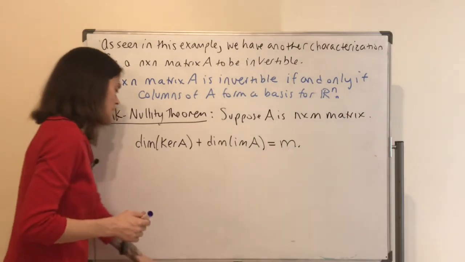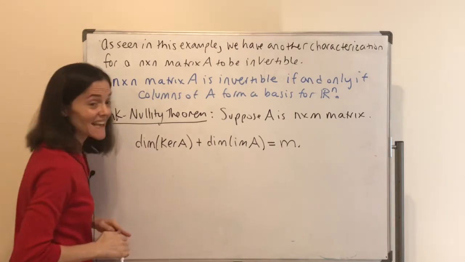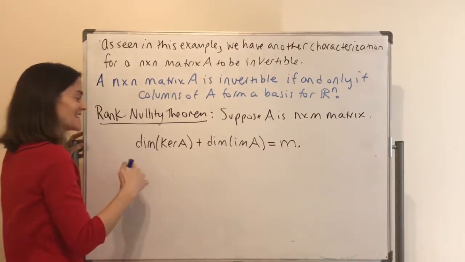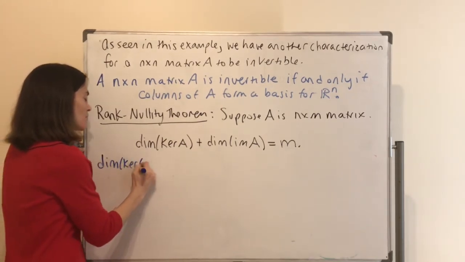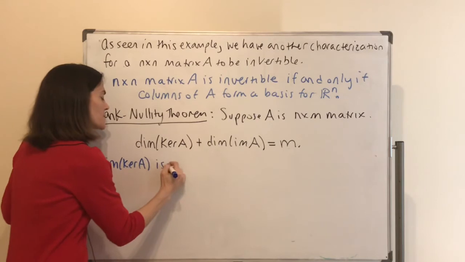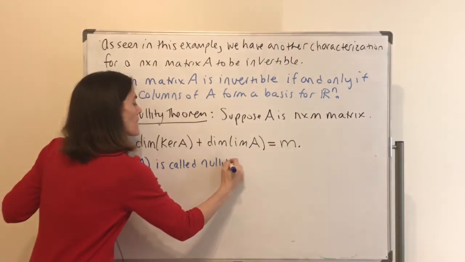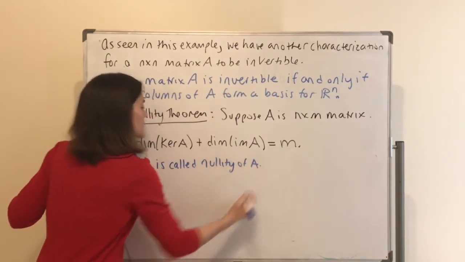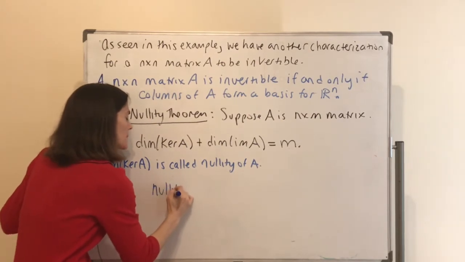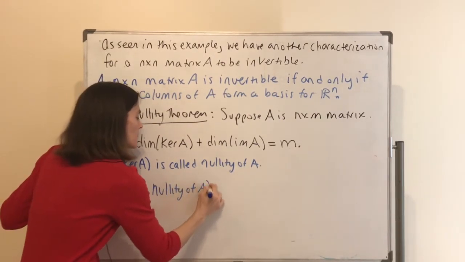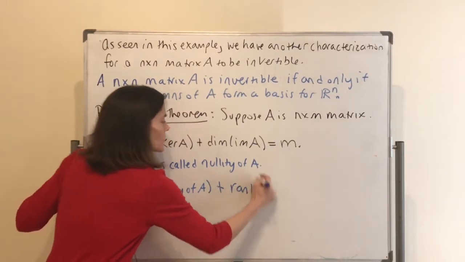There's another way to say this. You notice I haven't used the word rank or nullity yet. So the other way to state this exact same thing, quite often the dimension of the kernel of a matrix is referred to as the nullity of A. And then this is just translated to say that the nullity of A plus the rank of A, we know these two are the same.